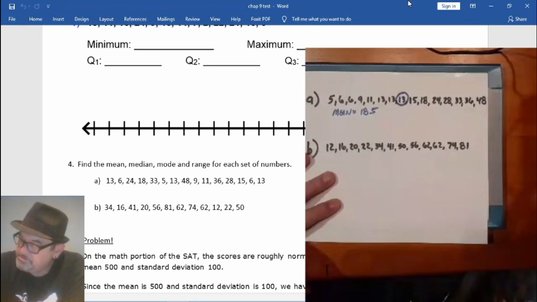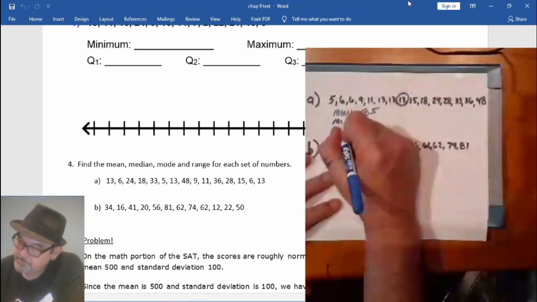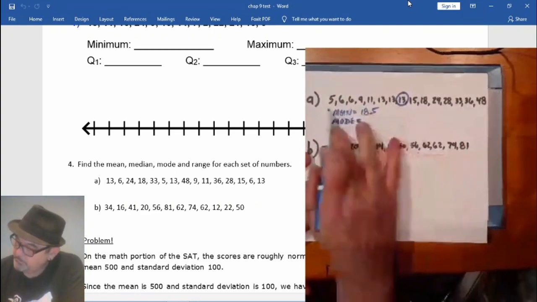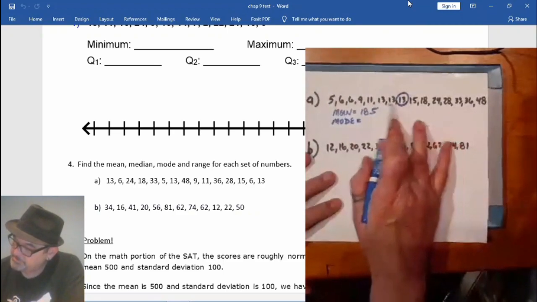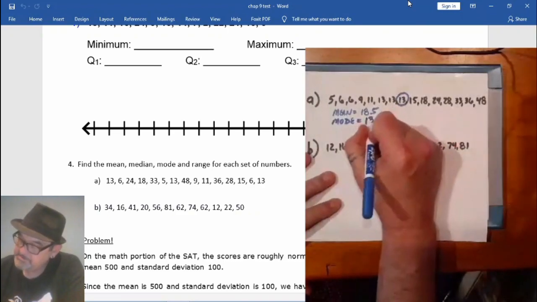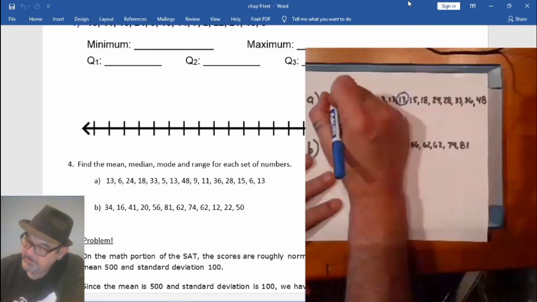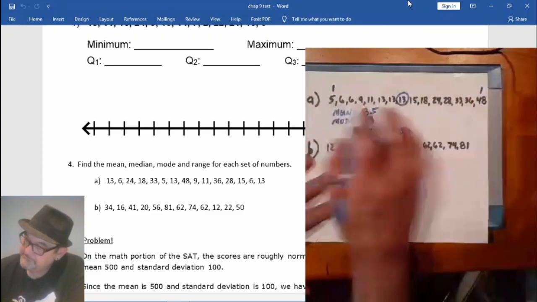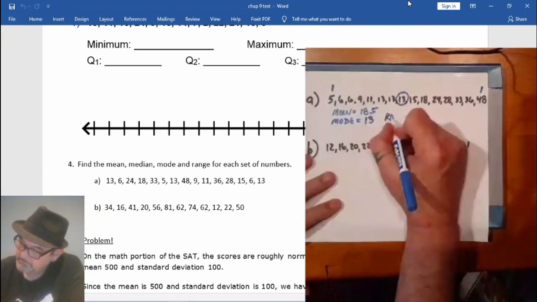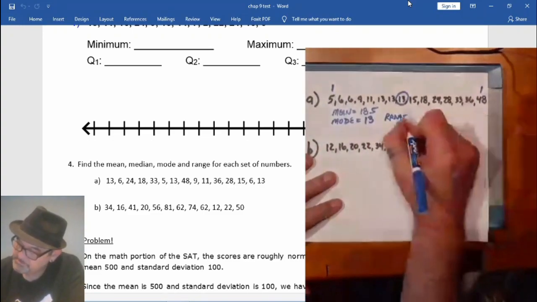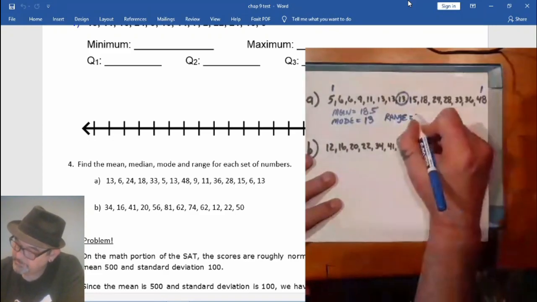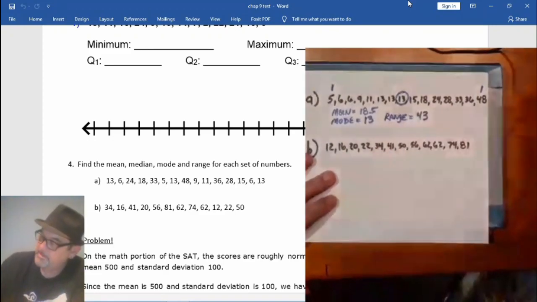The mode, which number occurs the most? Well, it looks like 13 occurs 3 times. So that is going to be the mode. And what's the range? From here to here. So 5 to 48, the range is 43. Okay?